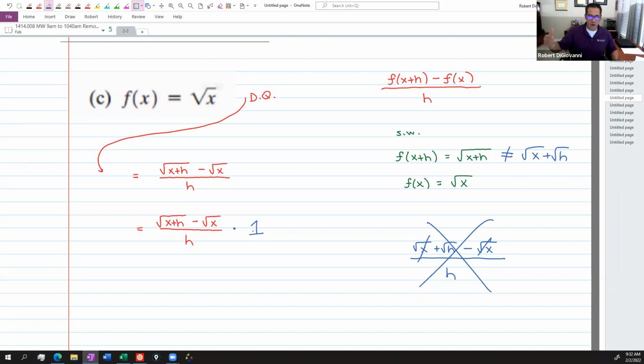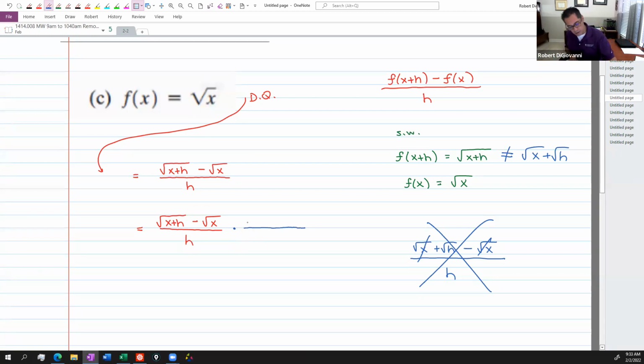Anything multiplied times 1 is itself. But the one that I actually pick is going to be extremely clever. Here's what I'm going to do. So 1 can be written many ways. One way I could write 1: anything over itself is 1, right?